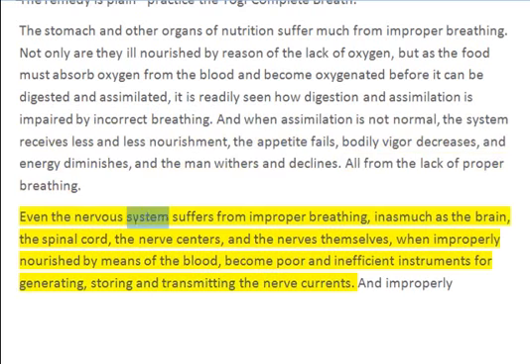Even the nervous system suffers from improper breathing, inasmuch as the brain, the spinal cord, the nerve centers, and the nerves themselves, when improperly nourished by means of the blood, become poor and inefficient instruments for generating, storing and transmitting the nerve currents.